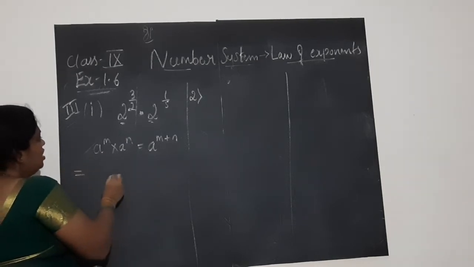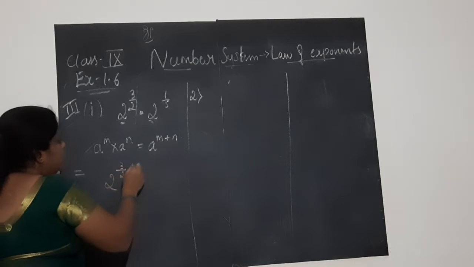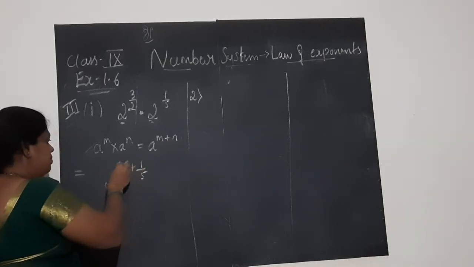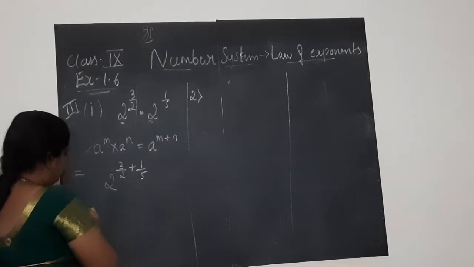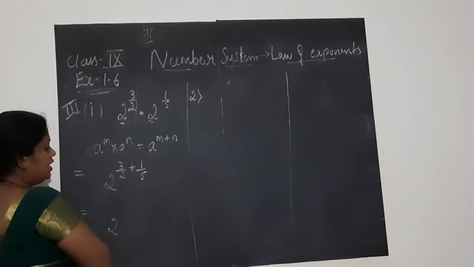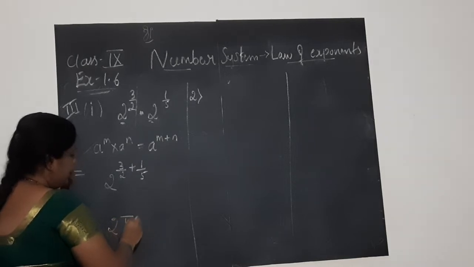Now, a to the power m plus n means 3 by 2 plus 1 by 5. You cannot simplify this directly, you should go for LCM. For the powers only, we should take the LCM. 2 and 5 LCM is clearly 10.